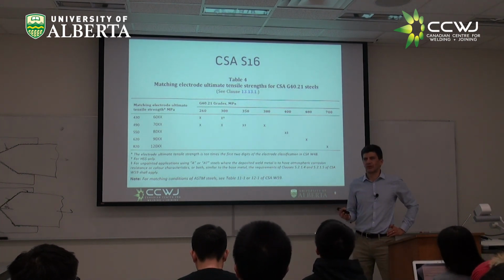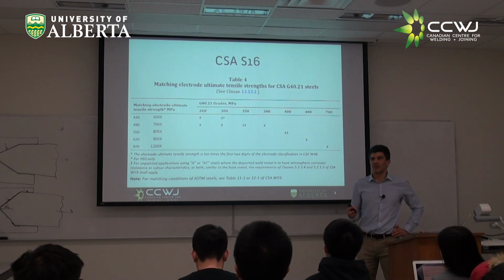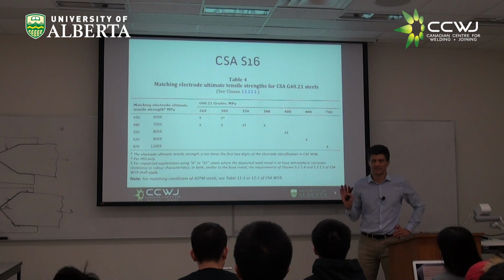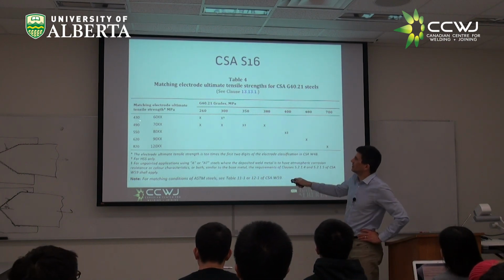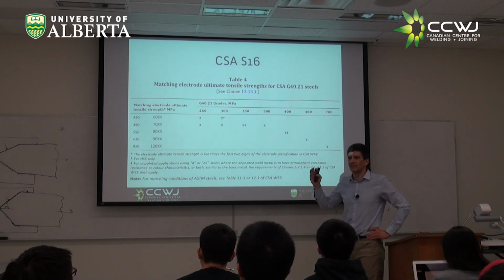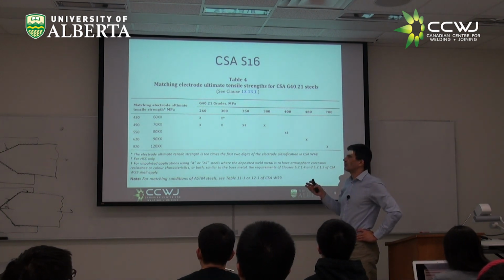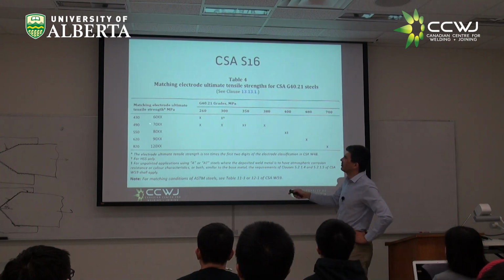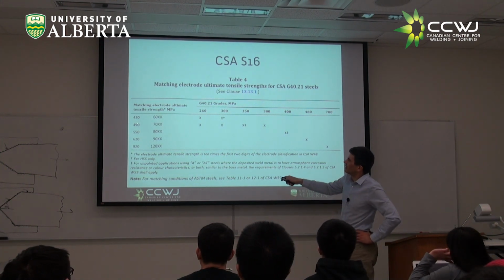Canadian codes are in metric, which is a big travesty because you write the code in metric, but you do everything in imperial. Fine, that's the way it is. So the code says electrode 430, right? In metrics, a 6010 is actually a 4310, right? So this would be 430 UTS of the electrode, and they match.